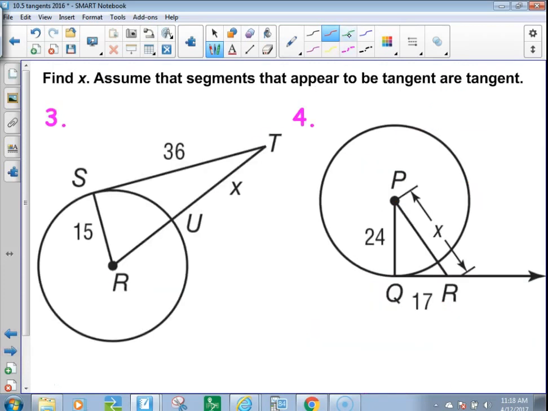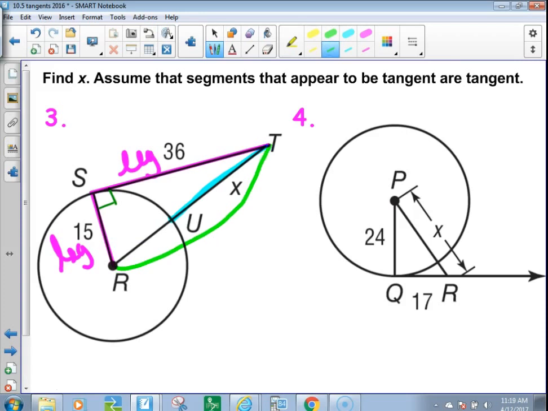All right, number 3. ST is the point of tangency. Assume that segments that appear to be tangent are tangent, so therefore, since SR is a radius, we must have a right angle again here at the point of tangency. Now, this one's a little bit different. Look what we're trying to find. We want this piece right here, just that. But what can we figure out right now? What can we figure out using the triangle? We got a leg and a leg. We can find the entire hypotenuse.